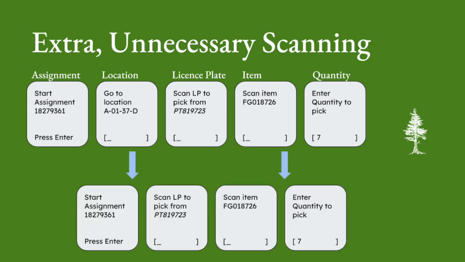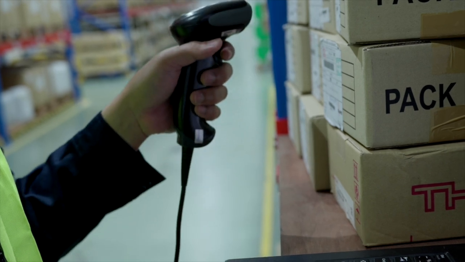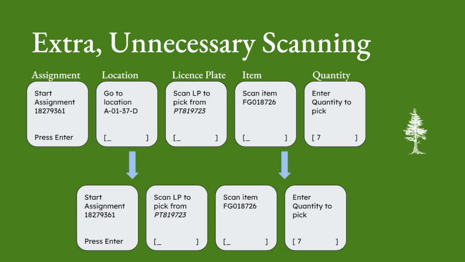If I change my process to go straight to scanning the LP as my first step after confirming my assignment, I've confirmed the travel that I've performed by telling the system that I'm physically in front of this license plate, and the system knows where that is. So I've already told it how far I've had to move on my equipment.